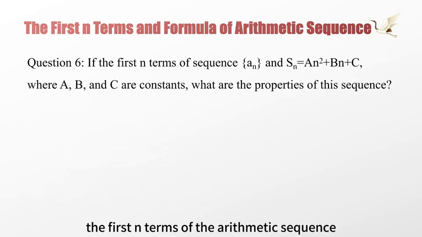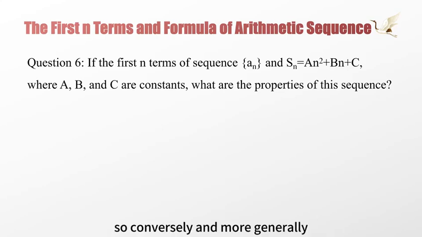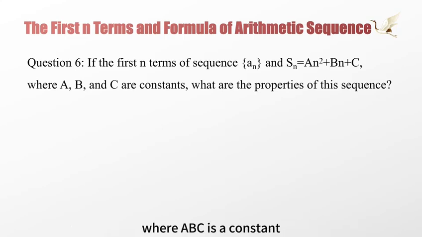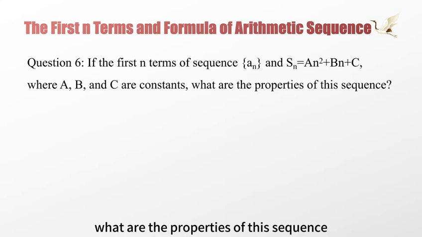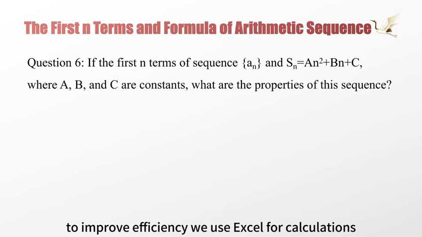The sum of the first n terms of an arithmetic sequence has the form of an² + bn. So conversely, and more generally, if the sum of the first n terms of the sequence {aₙ} is equal to an² + bn + c, where a, b, c are constants, what are the properties of this sequence? Let's take a set of values and observe the pattern. To improve efficiency, we use Excel for calculations.